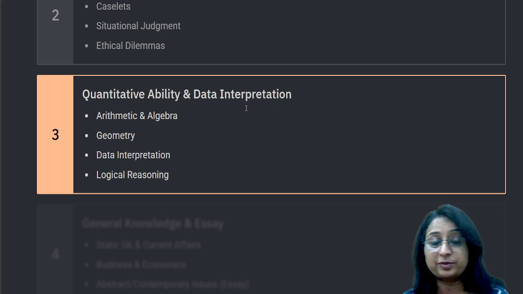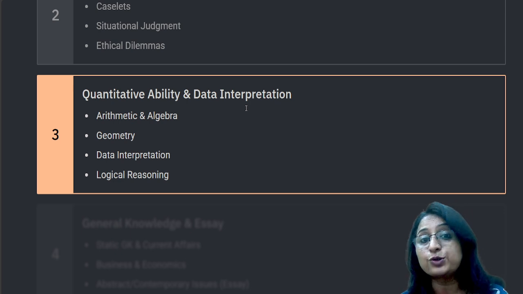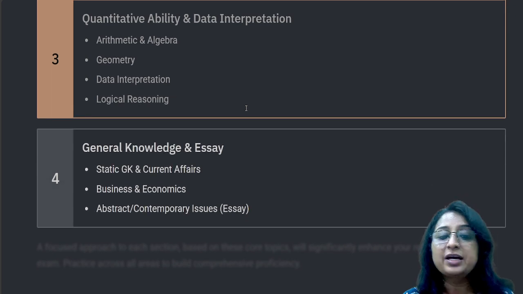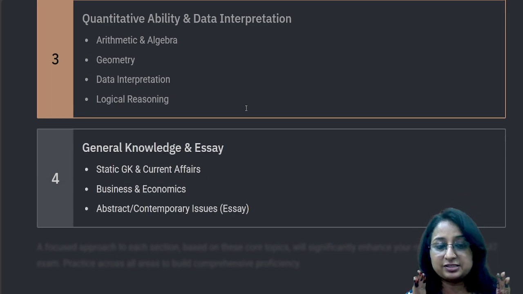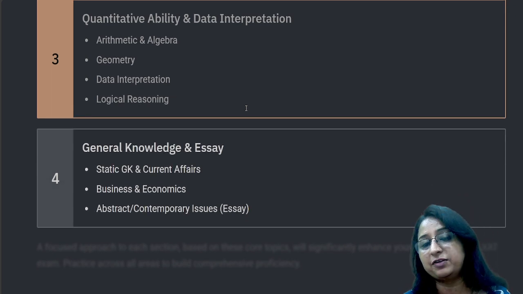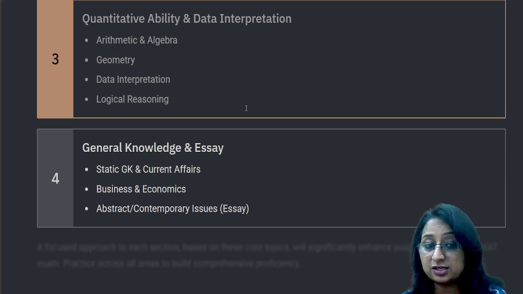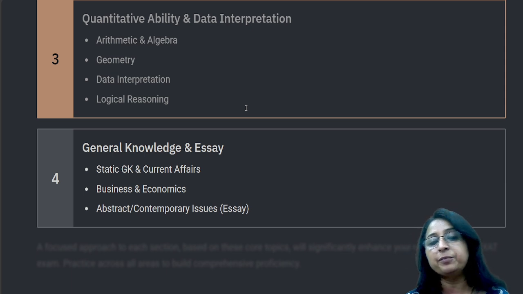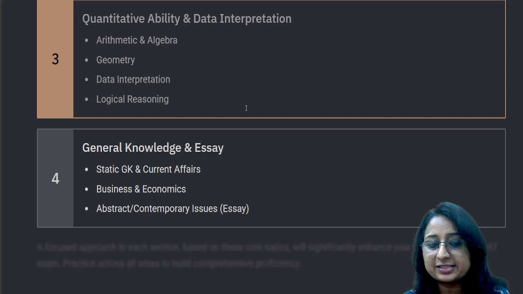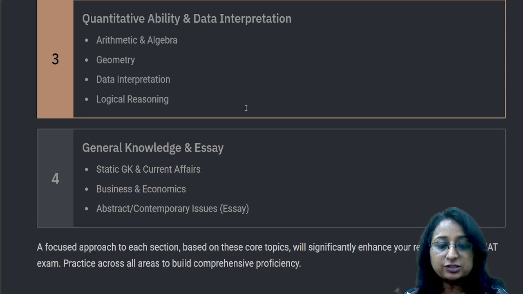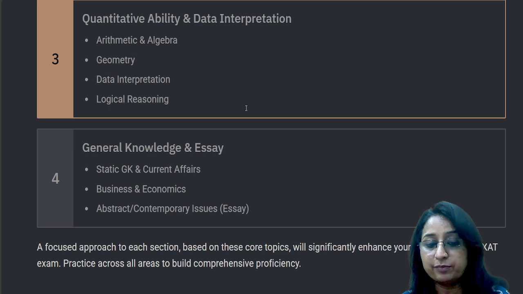For arithmetic and algebra, you have to focus specifically on your NCERT. For general knowledge and essays, static GK and current affairs are important for you. News related to business and economics is essential, and abstract and contemporary issues are useful for your essay practice. Okay, so focus your approach on each section based on these core topics. It is important for your preparation guide, right?